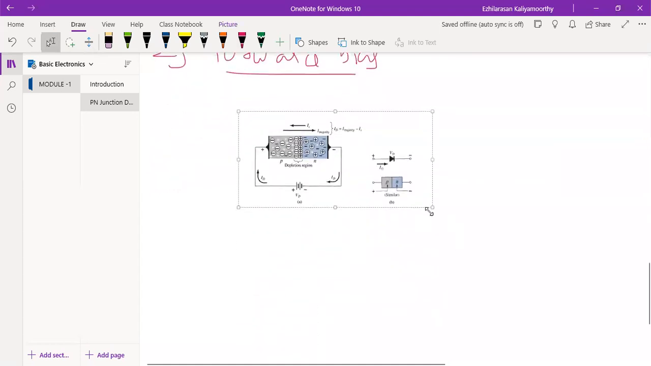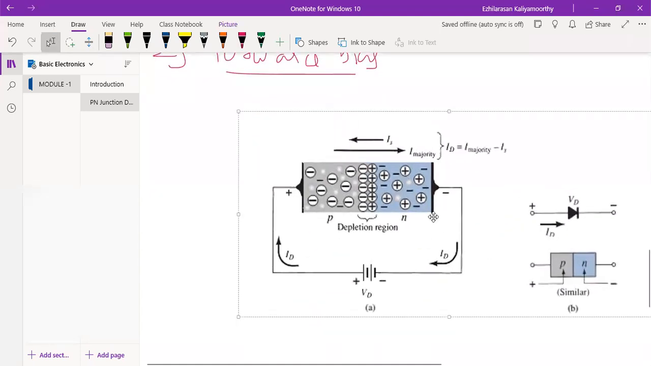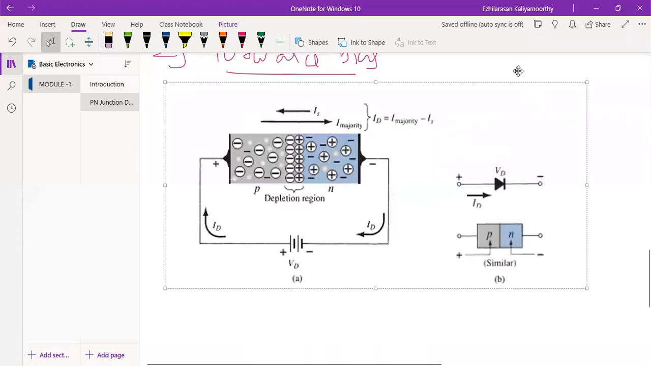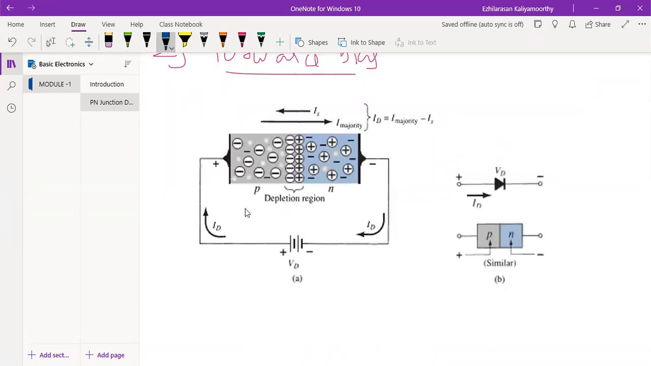See here, this is the figure. From this you got it. What is this? From this I can say the P type is connected to the positive side of the battery, and the N type is connected to the negative side of the battery. What you are doing is applying a voltage, that is VD, a battery.